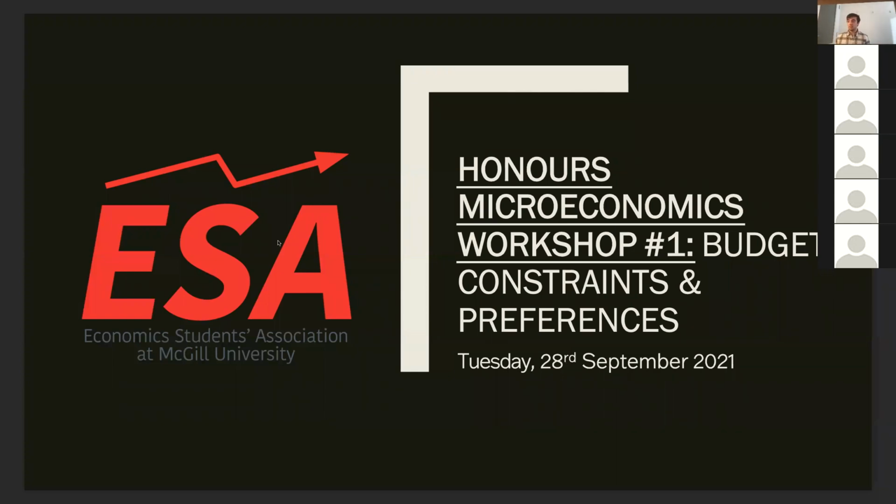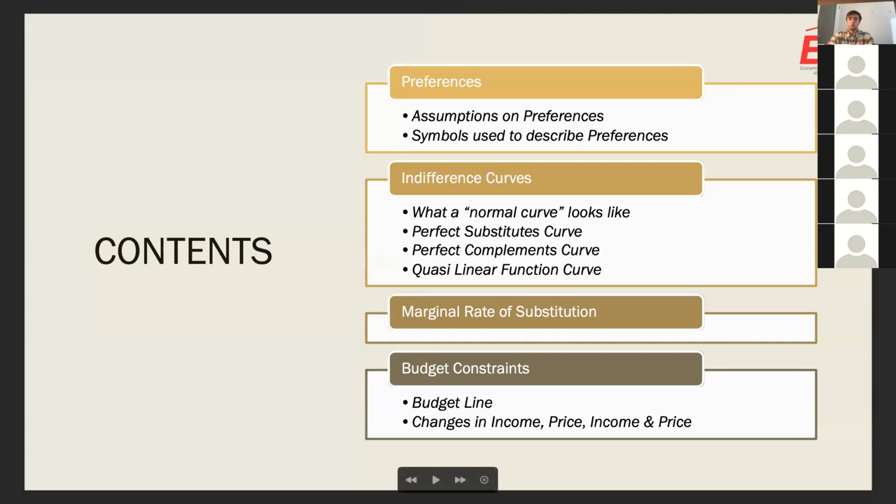So we'll be covering consumer preferences and budget constraints as well. Just in terms of what we will be going over more specifically, we'll start with preferences. We'll be looking at the assumptions that go into what we know as preferences or realize as preferences in economics, as well as the symbols that we use to describe preferences.